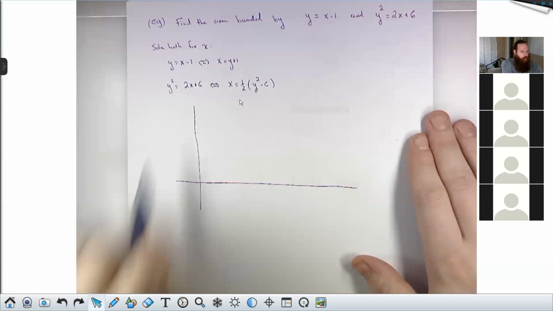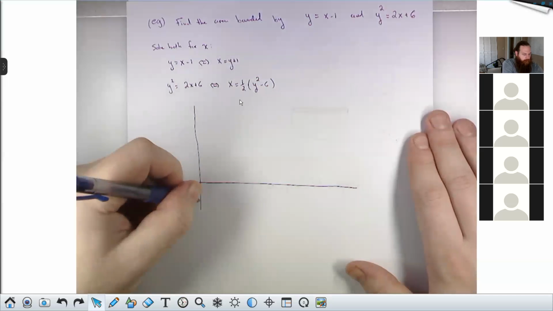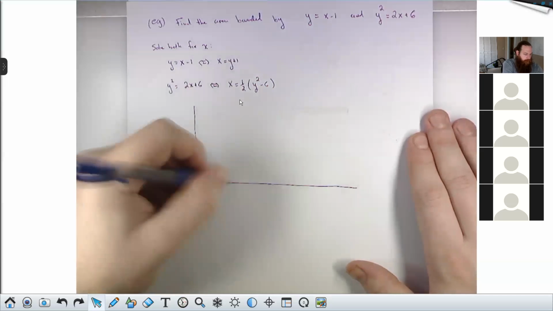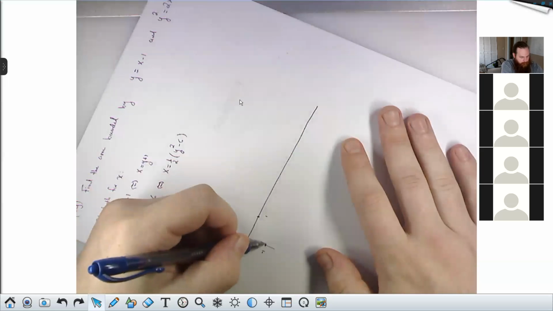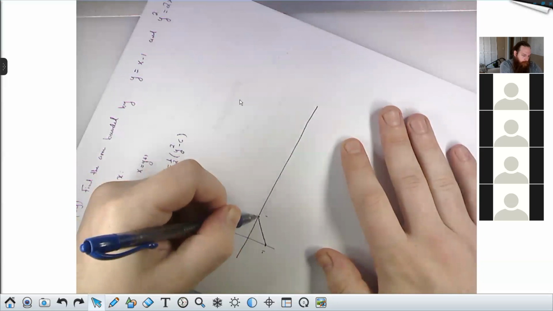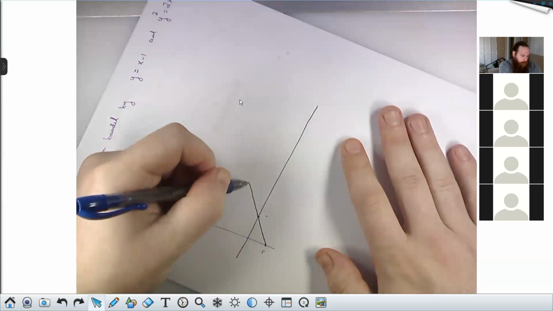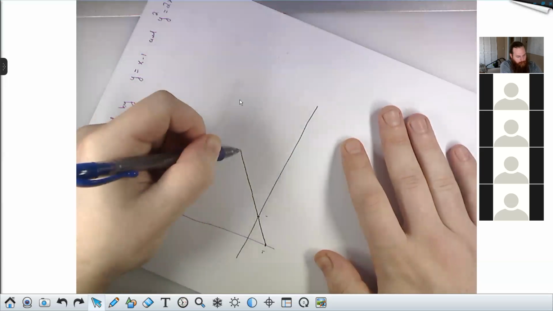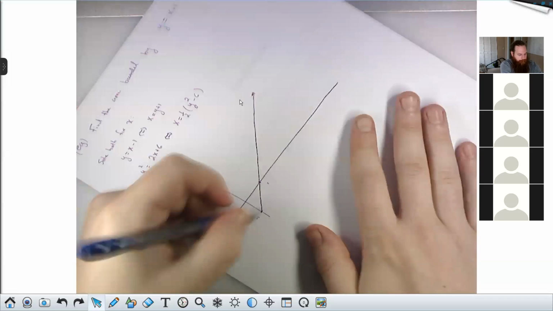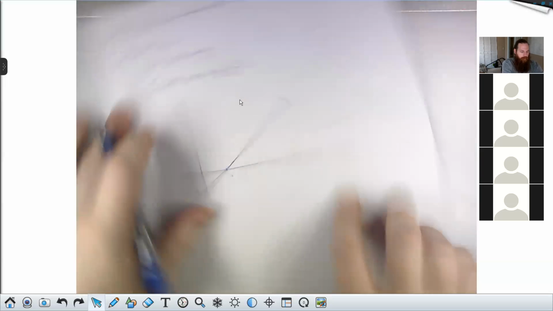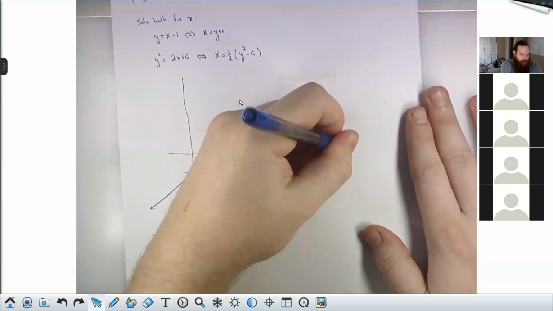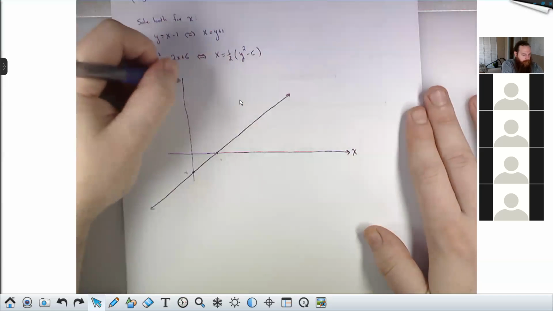So y equals x minus 1, I know what that looks like. That's a line with slope 1 and y-intercept negative 1. So it looks like this. Of course, this is my x-axis. This is my y-axis.